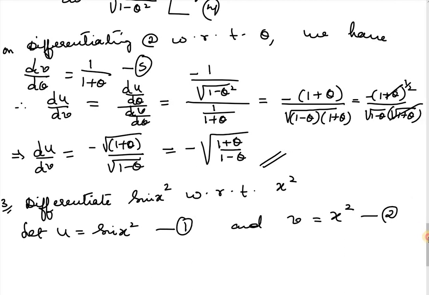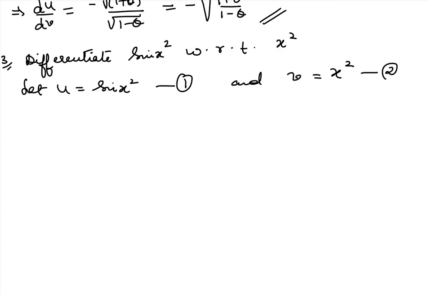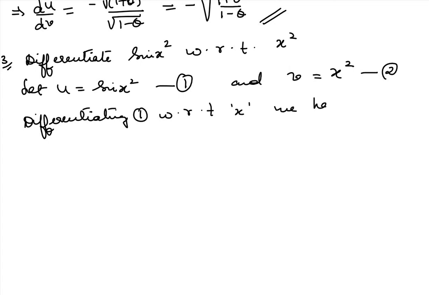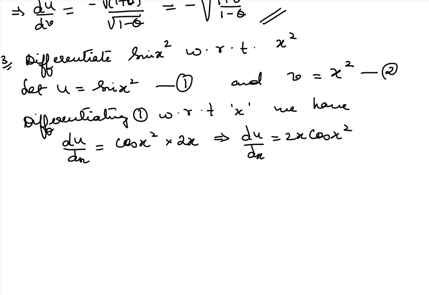So here, differentiating 1 with respect to x, we have du dx is equal to cos x square, as the differentiation of sine is cos, into the differentiation of the term inside the sine function. It will be 2x. So this implies that du dx is equal to 2x cos x square, named as equation 3.